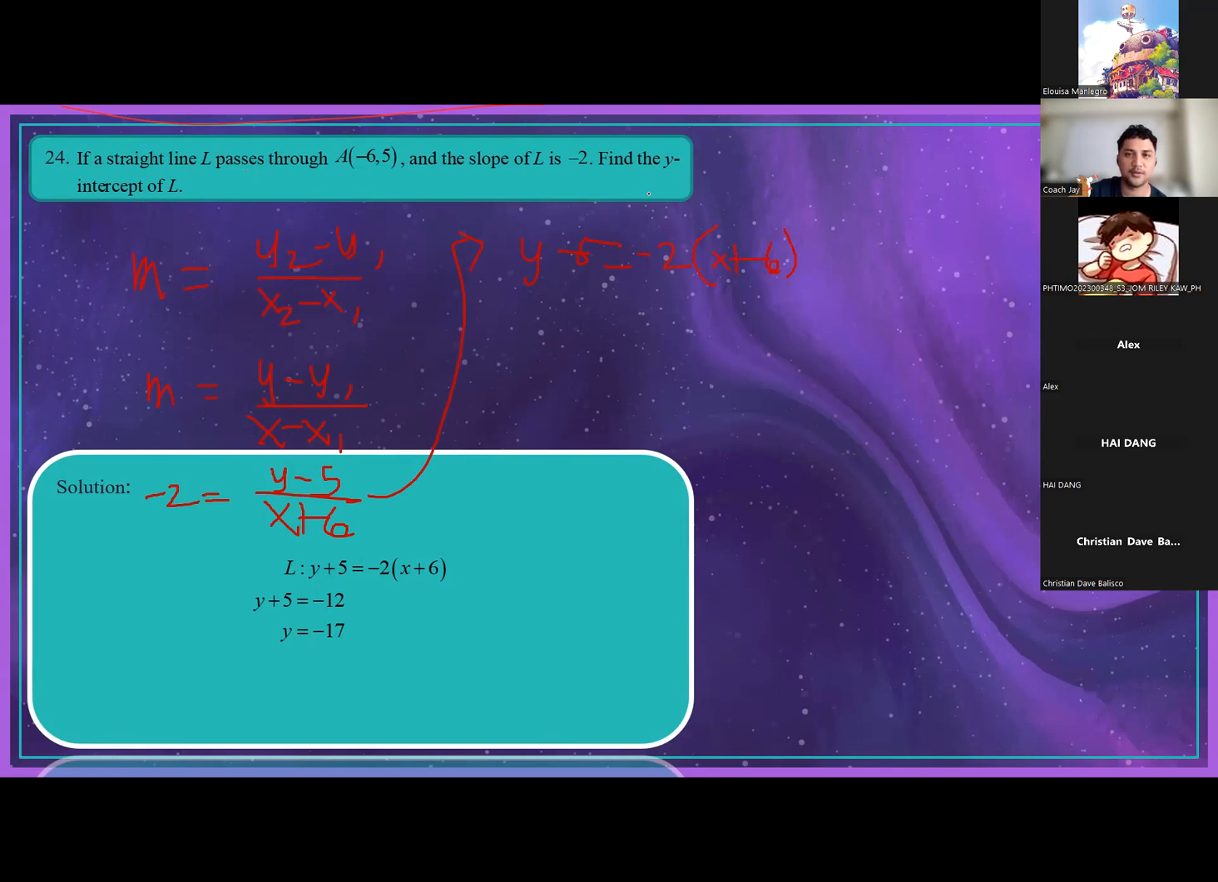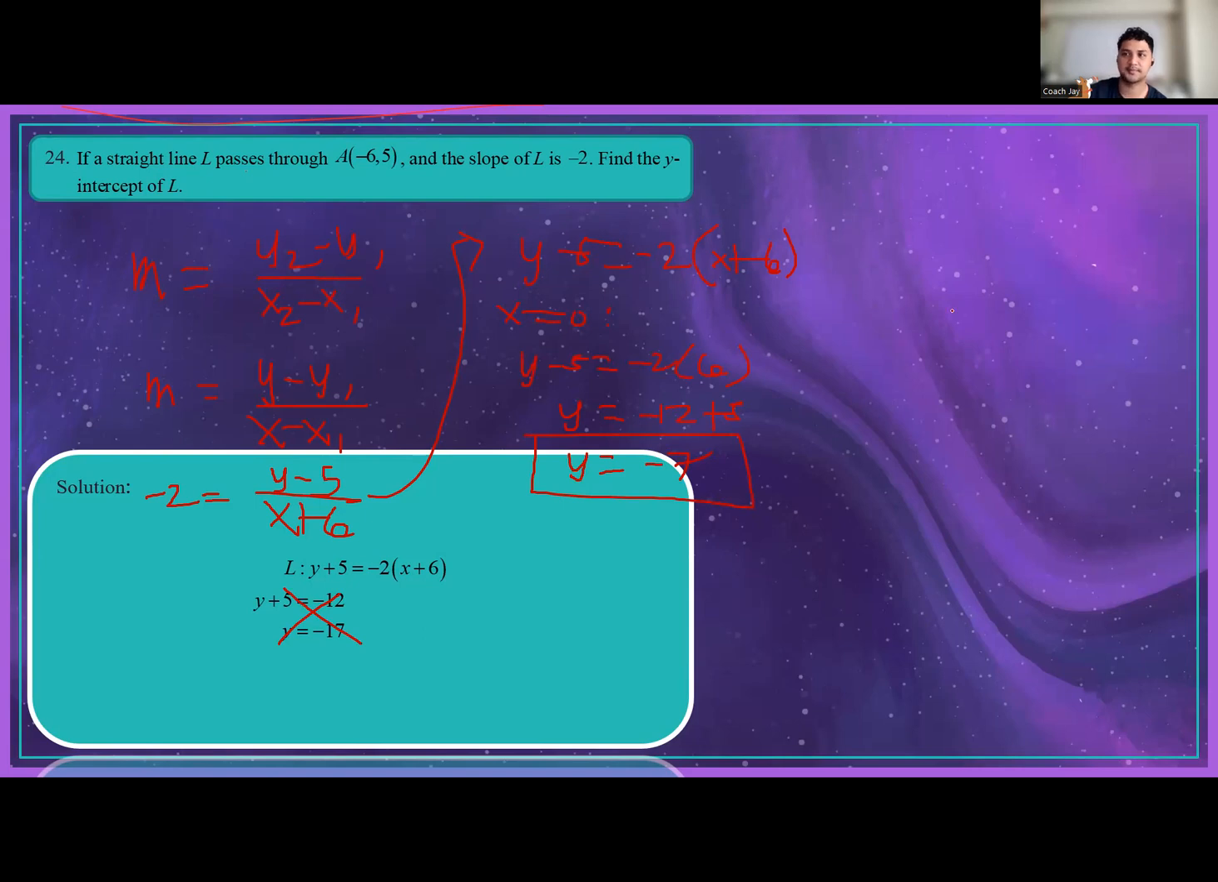We need to find the y-intercept, so we let x equal 0. Then y minus 5 equals negative 2 times 6. We have y equals negative 12 plus 5, so y equals negative 7. Okay, so this one is wrong. Next.